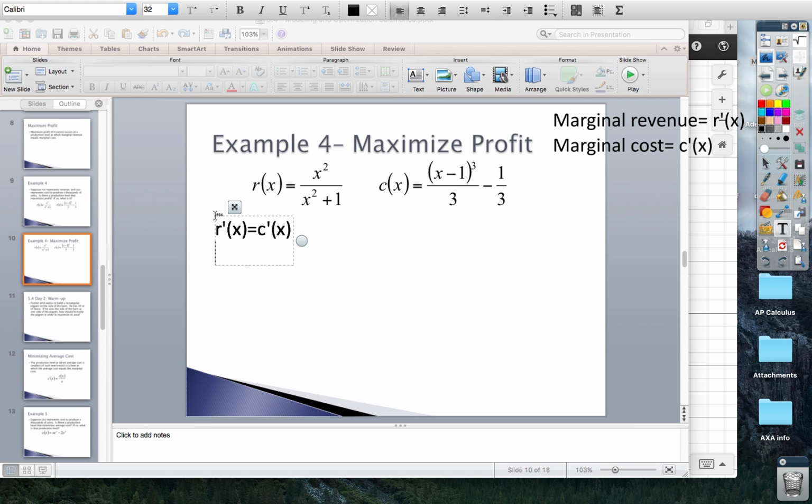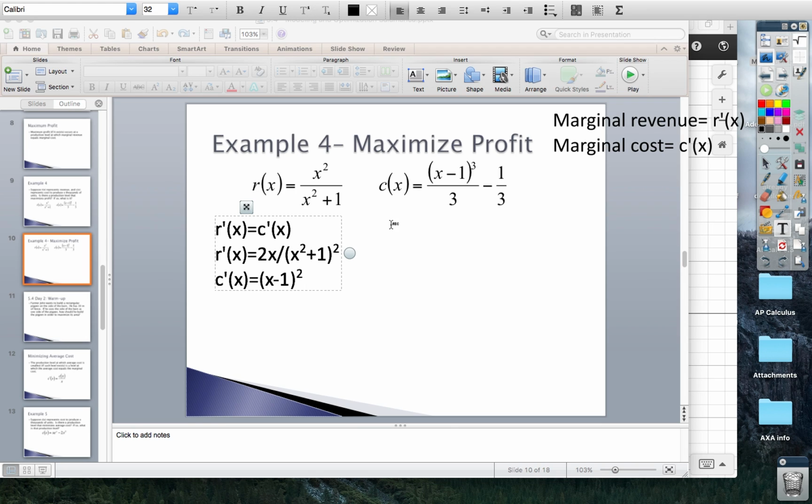we are going to get R prime of x is equal to 2x divided by x squared plus 1 quantity squared, and C prime of x is equal to x minus 1 quantity squared. And keep in mind, all we did here is we took the first derivative of R of x and C of x.